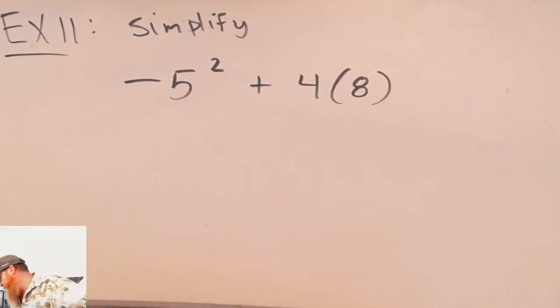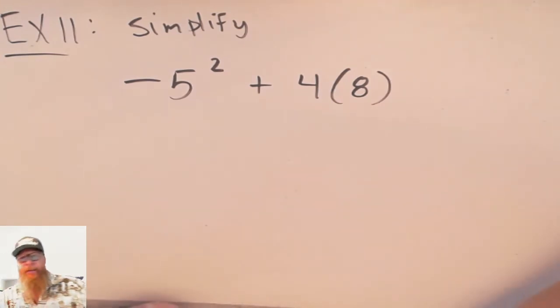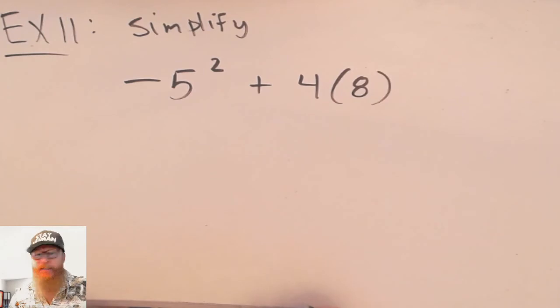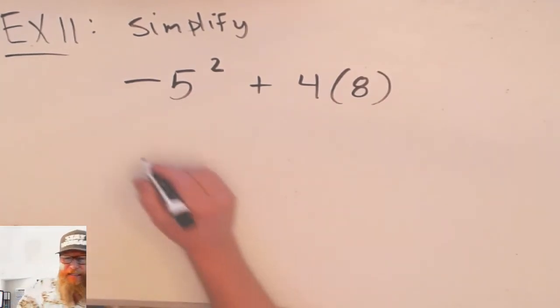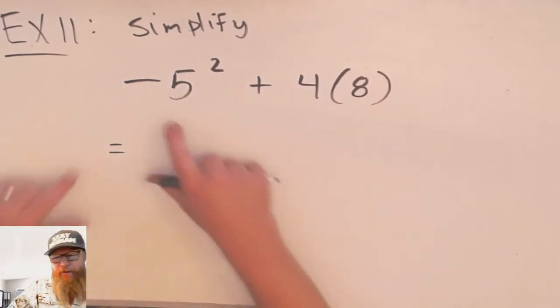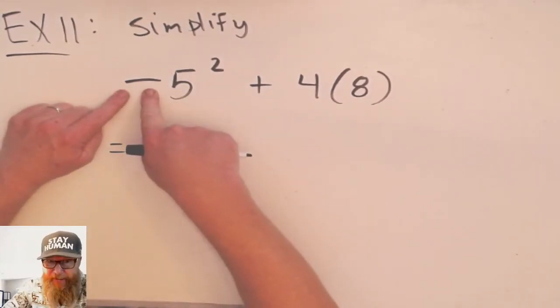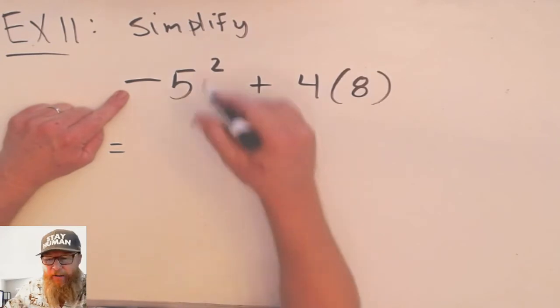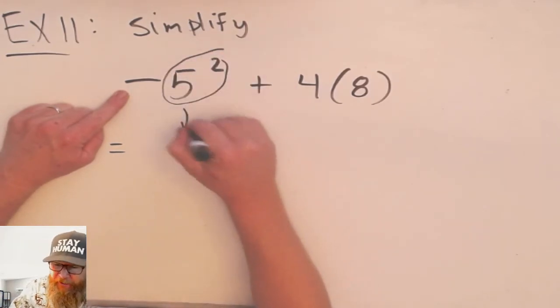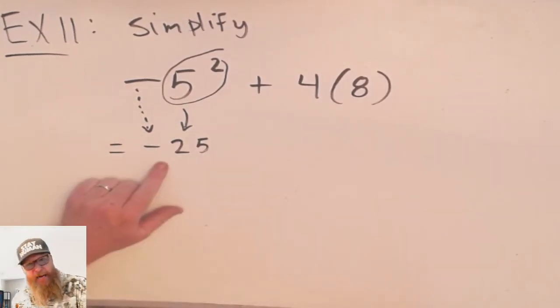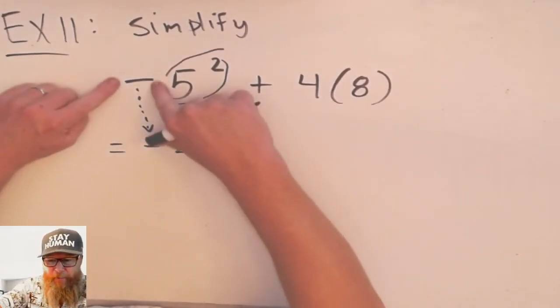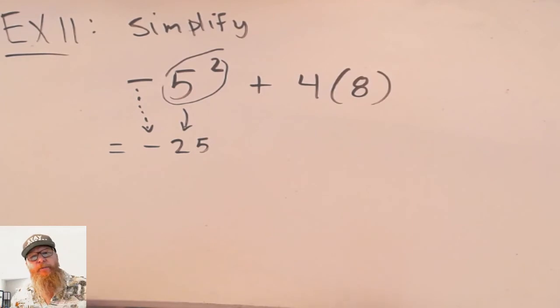This one's relatively simple. At least it's simple to write out. It's a little dangerous. You got to be careful with these negatives. So remember, this means the opposite of whatever 5 squared is. So you're going to do 5 squared first and then bring down the opposite sign or the negative sign. Maybe I wrote that a little bit oversized. There you go.